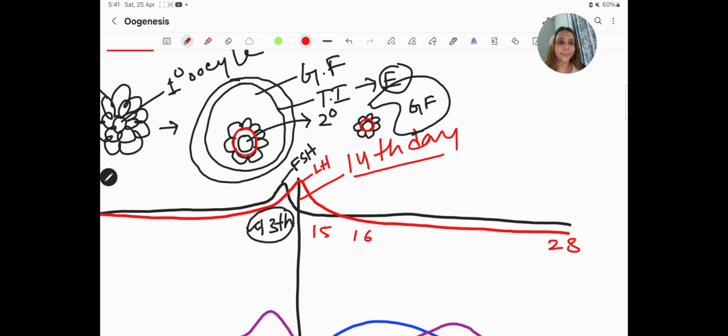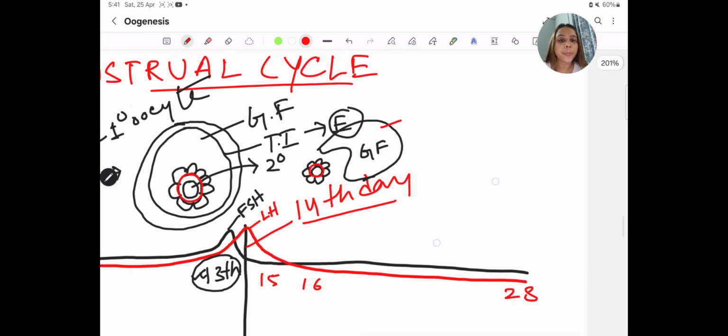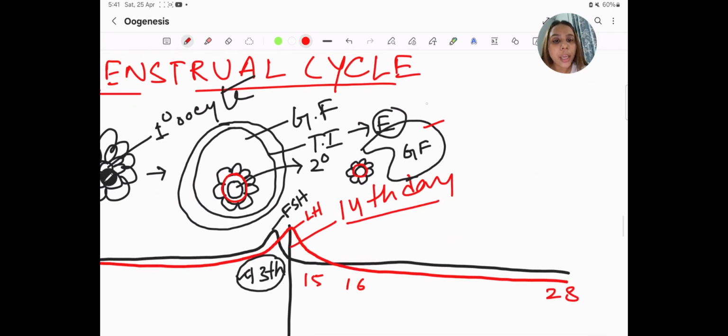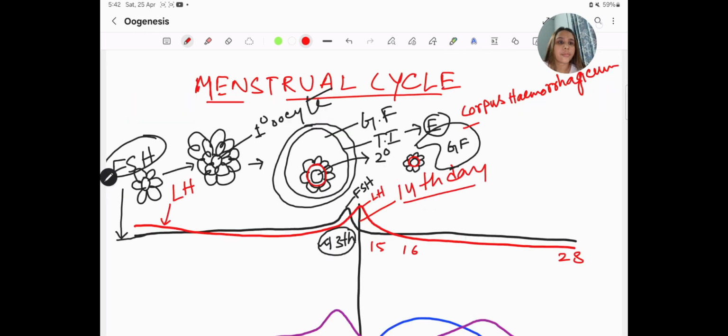Okay. And this Graafian follicle is named corpus hemorrhagicum. So we have seen the release of these two anterior pituitary hormones.